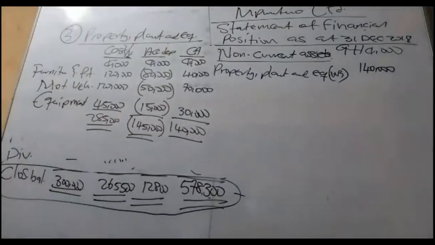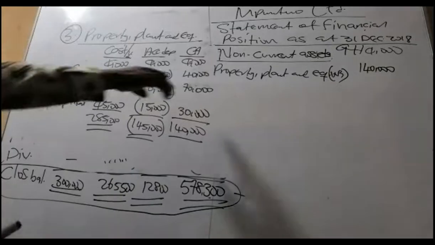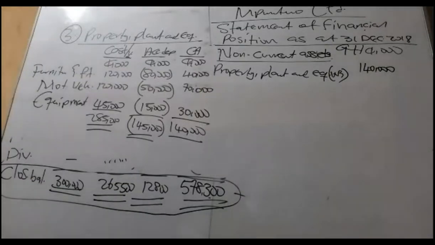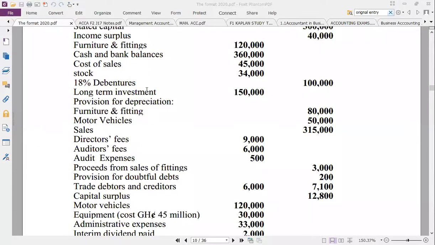Now let's see. Let's continue the game. Then we say after PPE, you have three items. What are they? One, investment property, intangible assets, and then long-term investments. So let's see this question. Which of them do you have? At least aside the PPE, there must be one of these three items. At least. So I can see long-term investment here, 150.